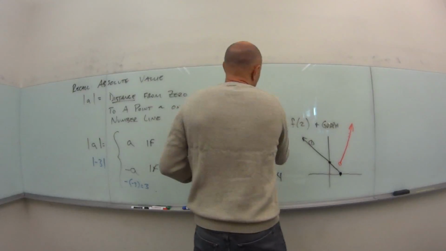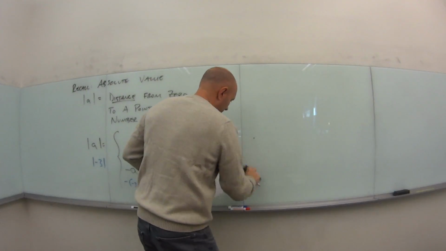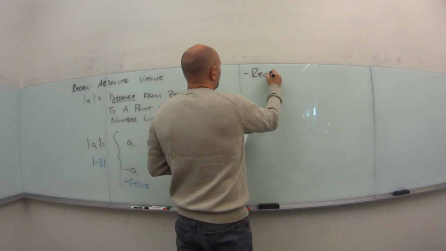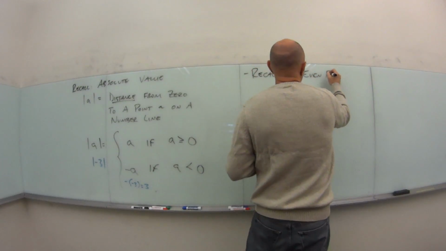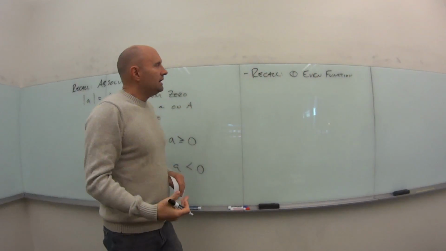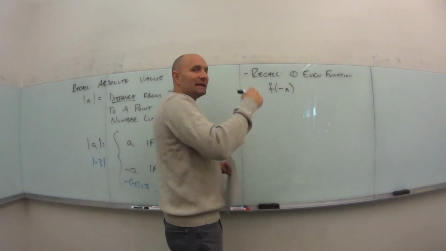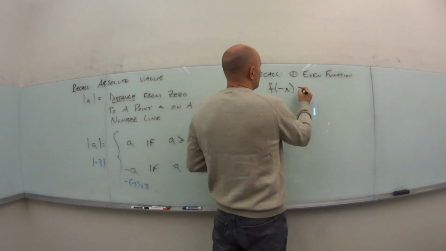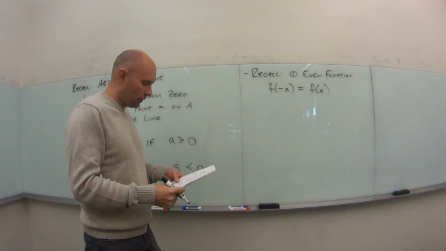Another recall notion is our idea of even and odd functions. So first we have an even function. And an even function is what? Well, an even function is one that if we plug in -x into the function and then simplify it, it just generates what? It just generates the original function back to us.